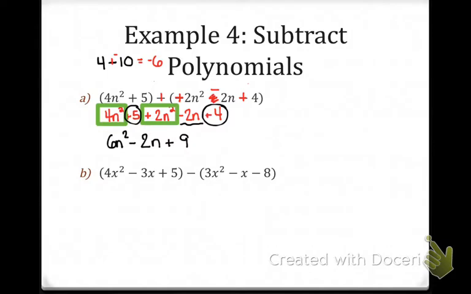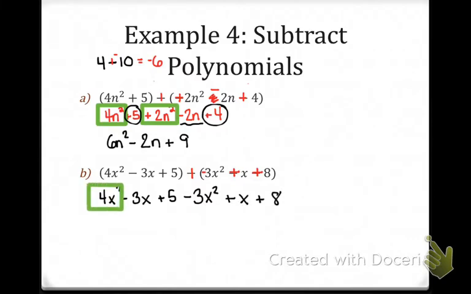So again, letter B, I have a trinomial minus another trinomial. So I start by changing it to addition, and I change the sign on all three terms in the second polynomial, producing, again, I'm going to rewrite this, it's 4x squared minus 3x plus 5. Now plus negative 3x squared, I'm just going to write that as minus 3x squared, it's equivalent, plus x plus 8.